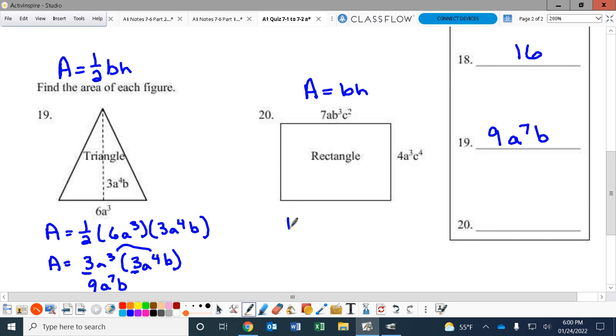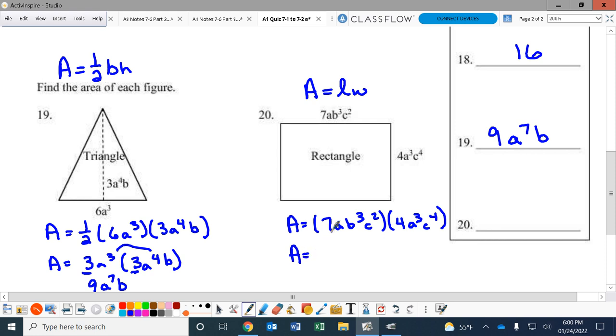For this one, it's just going to be area equals length times width. You can also call it base times height. We tend to call it length and width in a rectangle, so let me go ahead and change that out. Y'all tend to like that better. So length is going to be 7a, b to the 3rd, c to the 2nd. This one's going to be 4a to the 3rd, c to the 4th.